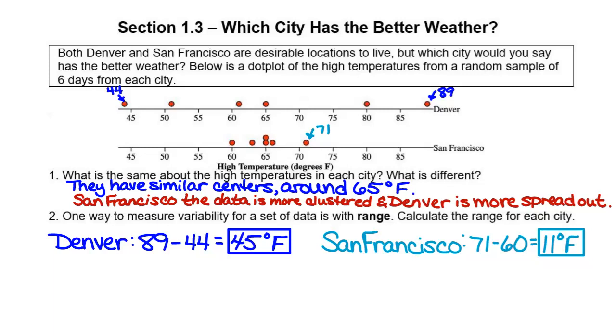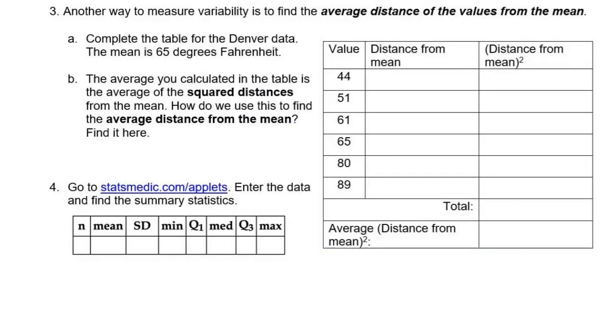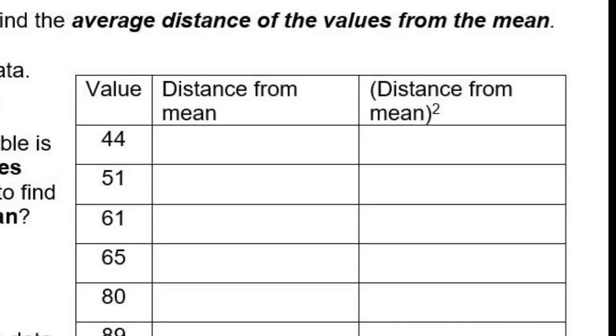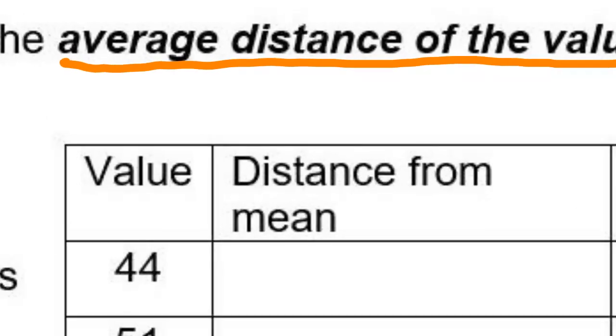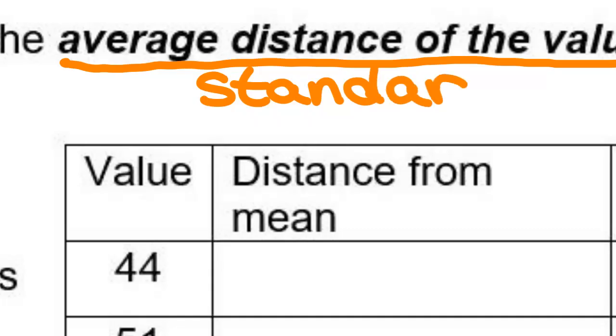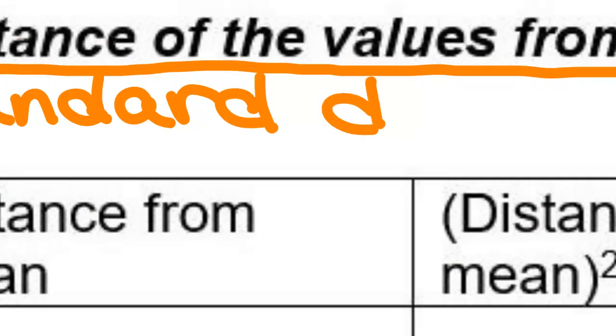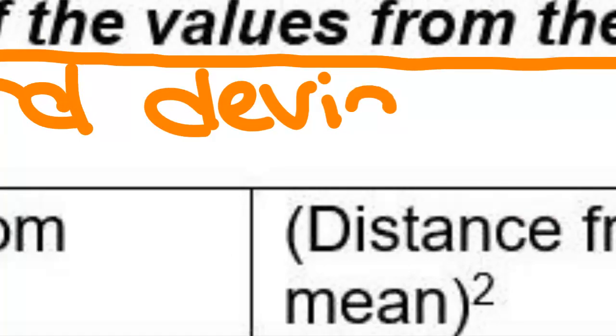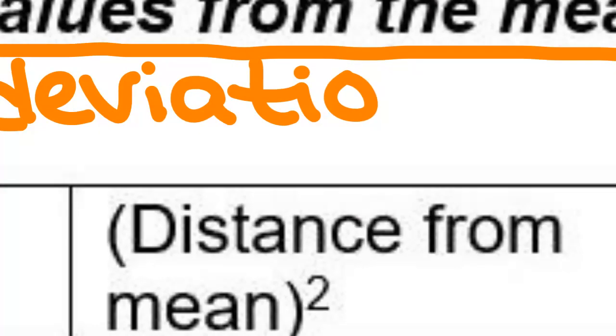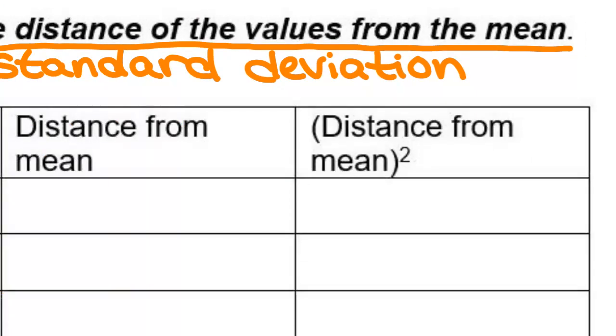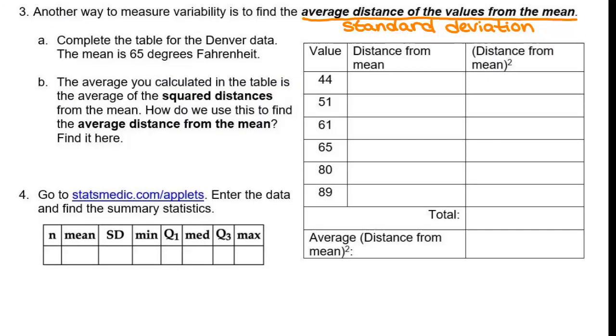All right. Another way to measure the variability is the average distance of the values from the mean. The average distance of the values from the mean is the same thing as standard deviation. And we are going to calculate the standard deviation for Denver.